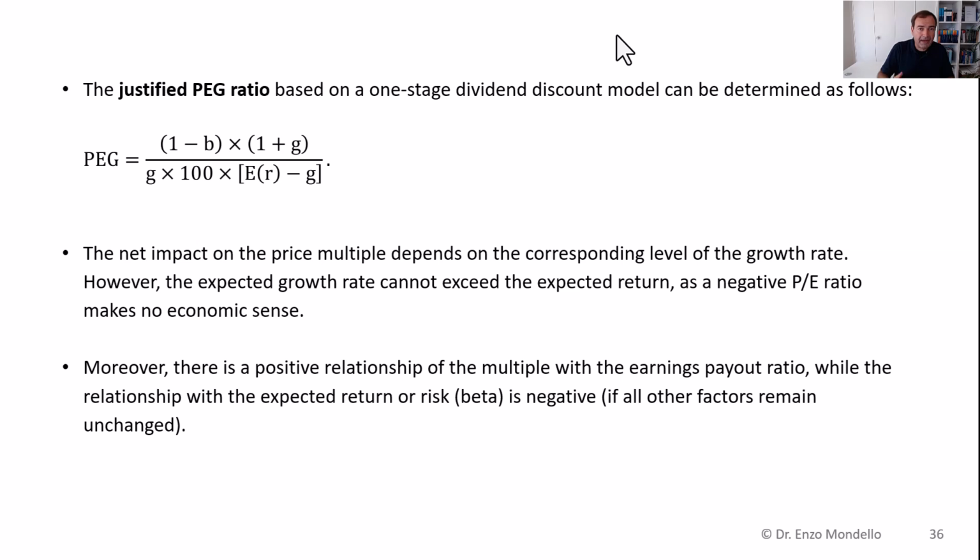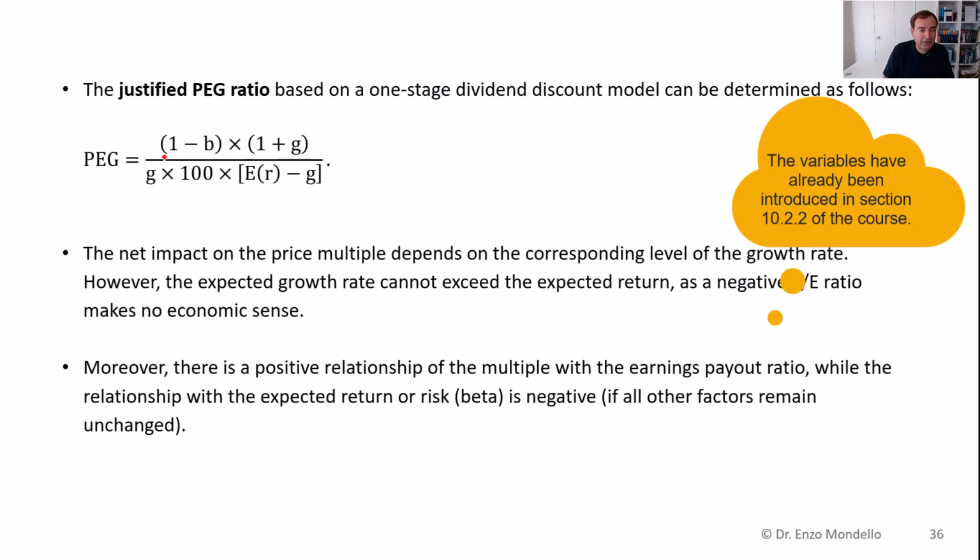After we have applied the methods of comparables, let's now have a look at the justified PEG ratio. And the PEG ratio based on a one-stage dividend discount model can be determined as follows. We take 1 minus the earnings retention rate times 1 plus the growth rate divided by the growth rate times 100 times the difference between the expected return and the growth rate.